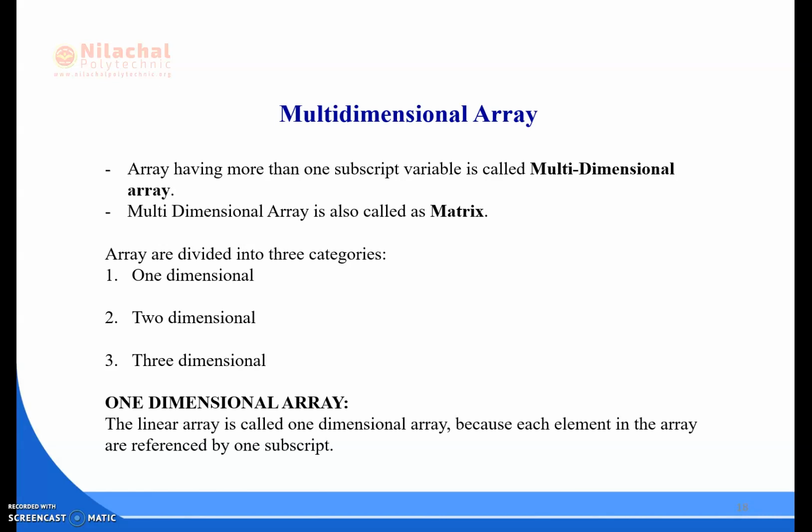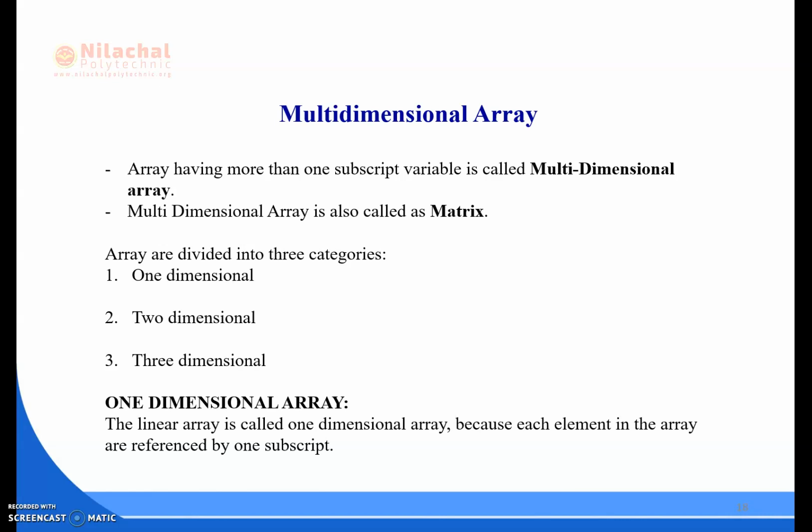In today's slide, we will be discussing the multidimensional array. In our previous slides, we have already discussed the one-dimensional array, also known as the linear array. So what is a multidimensional array? It is a type of array having more than one subscript variable. Multidimensional arrays are also known as matrices. It can be defined as an array having more than one subscript.